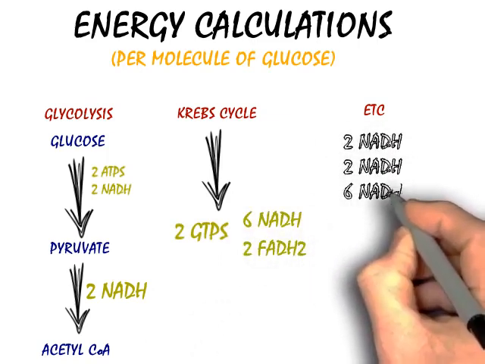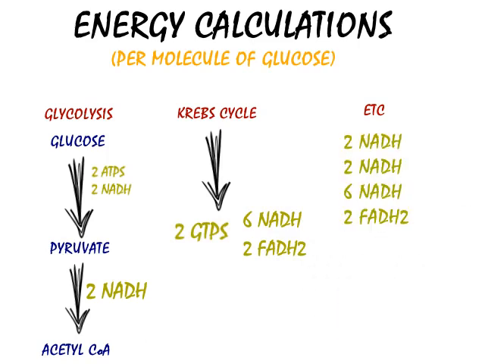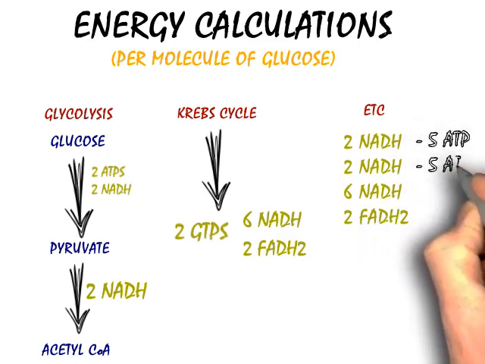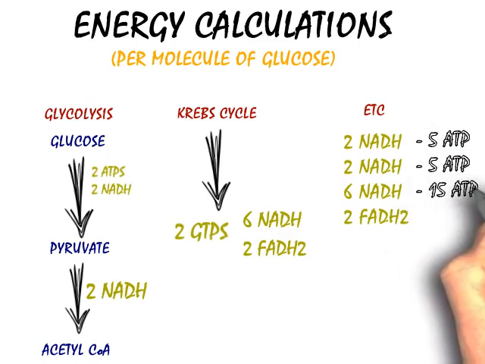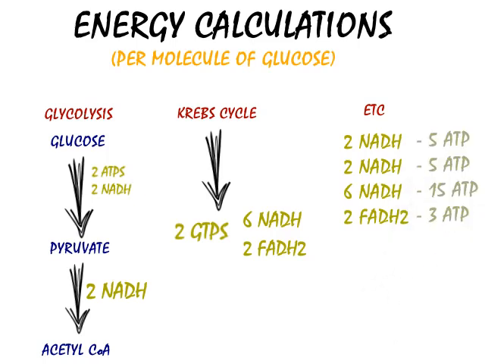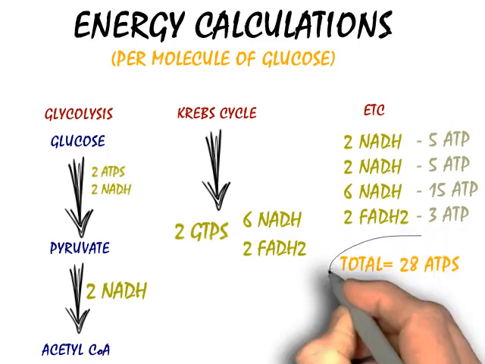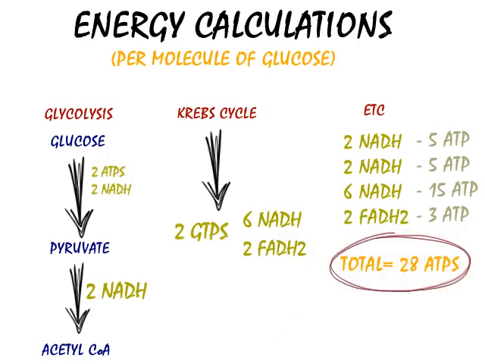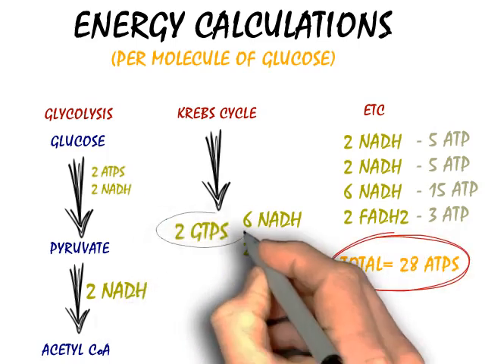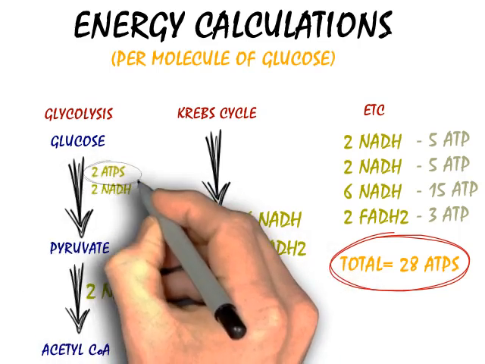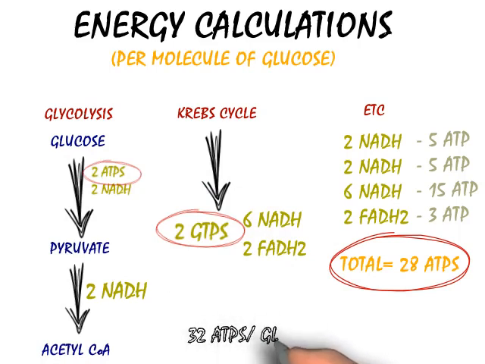So in the electron transport chain, we have 2 NADH, 2 NADH, 6 NADH and 2 FADH2. 2 NADH is equivalent to 5 ATP, 2 NADH is equal to 5 ATP, 6 NADH is equal to 15 ATP and 2 FADH2 is equal to 3 ATP. So in total we get 28 ATPs from the electron transport chain, 2 ATPs or 2 GTPs from the Krebs cycle and 2 ATPs from glycolysis. So in total we get 32 molecules of ATP per glucose.